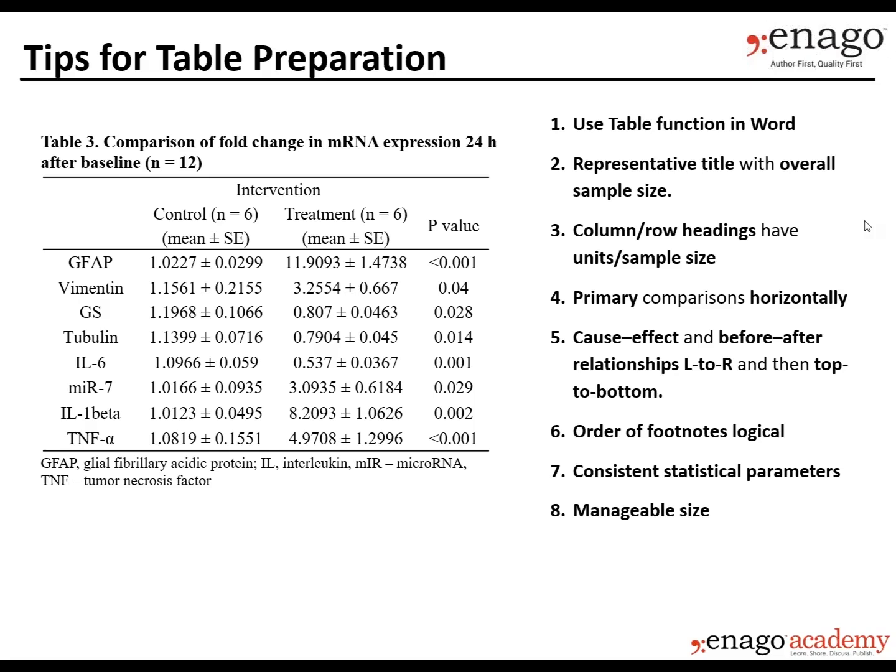Primary comparisons should be horizontal. There should be an order. If you have footnotes, they should be arranged in the order in which somebody looking at the table would likely want to refer to them. It might be that something's too complicated to show in one table, so by all means have a 3A or 3B.